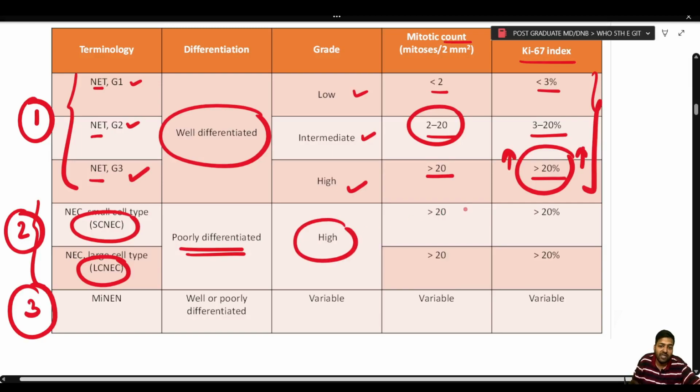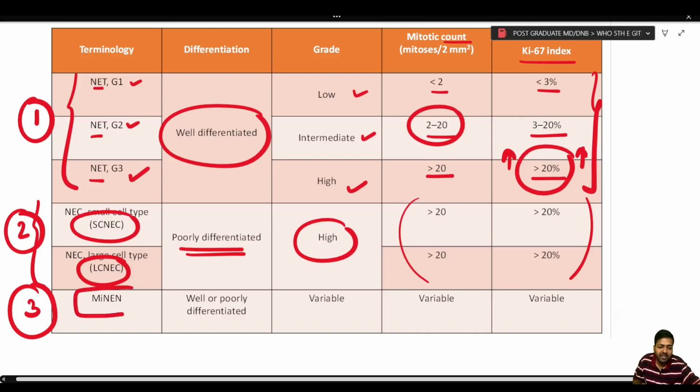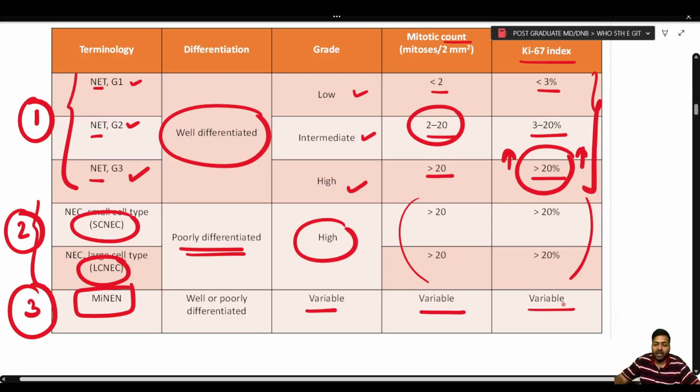And over here, both the mitotic count as well as the Ki67 index are more than 20, because by definition they are high grade tumors. All of them are high grade tumors. The third group of tumors is mixed endocrine, neuroendocrine, non-neuroendocrine tumors, which might be well or poorly differentiated, and the grade, mitotic count and Ki67 index quite vary. We will discuss the mixed tumors in the later half of the video, so stay tuned till the end.